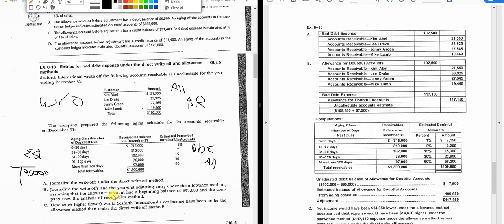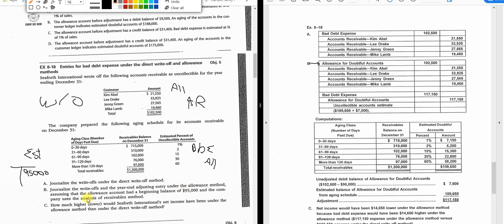And so notice when I write off an account, I debit my allowance and credit accounts receivable. So it's the exact same entry as up here as far as numbers go, but notice I debit the allowance because I've already set up bad debt expense in the estimate. So direct write-off, debit bad debt expense; allowance method, debit the allowance. Okay?